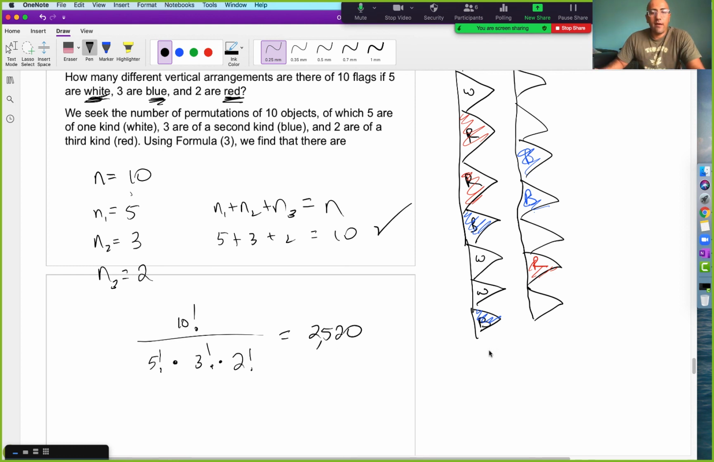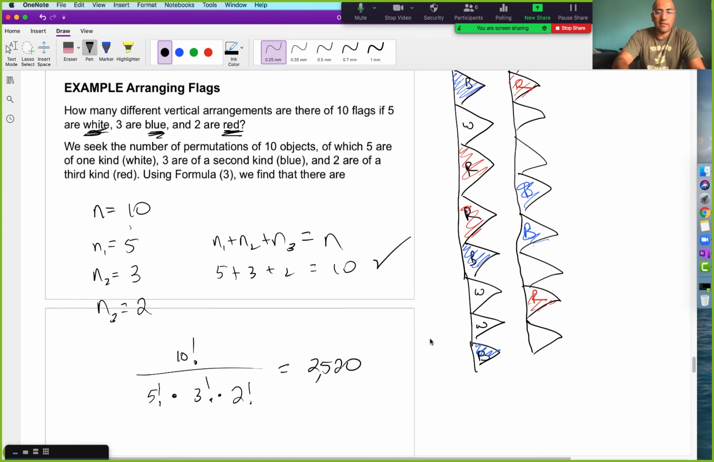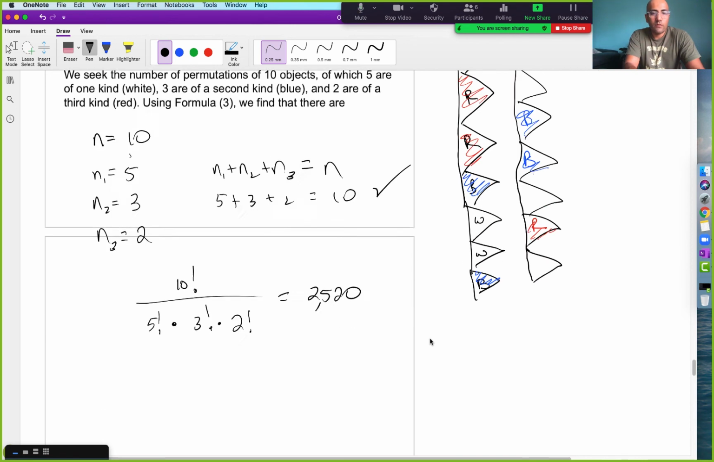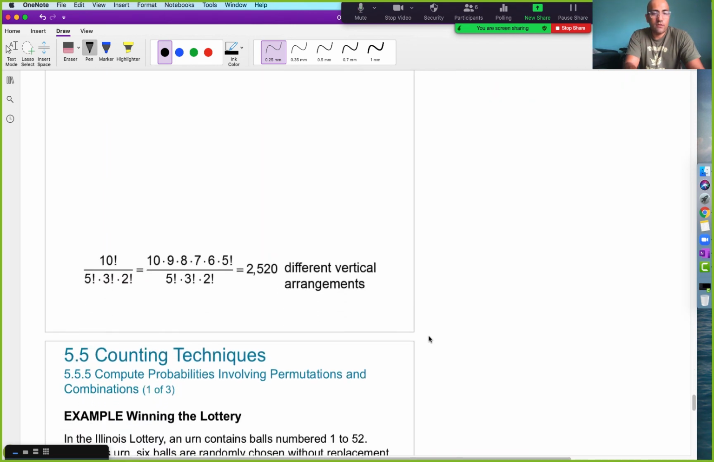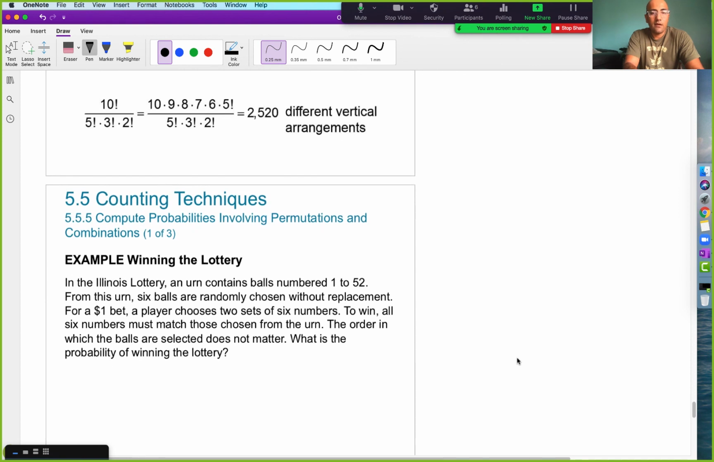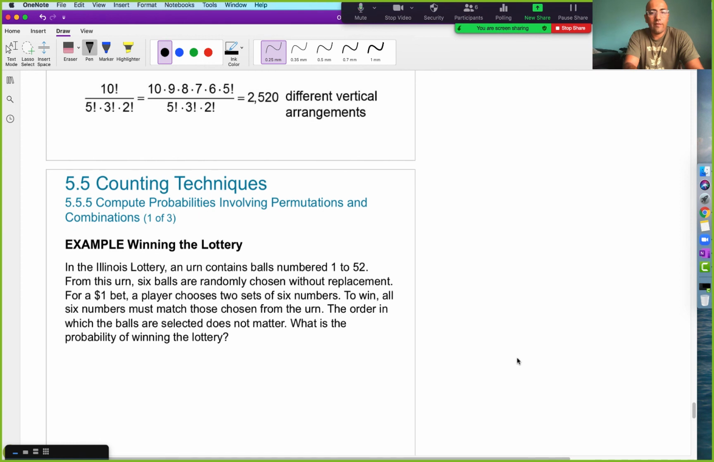Okay. There are 2,520 unique flag combinations that we can send so that people can tell that there's a message, right? Different messages that we can send between boats. Good. Any questions? So it's the 10 factorial over the 5 factorial, 3 factorial, 2 factorial, and we get this. So 2,520 different vertical arrangements of 10 flags, given that some flags are identical. 5 white flags are identical, 3 blue flags were identical, and 2 red flags were identical. Good.